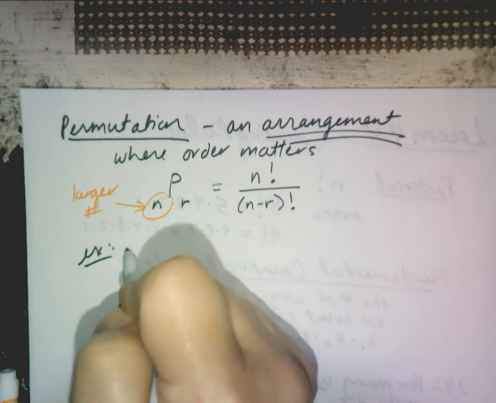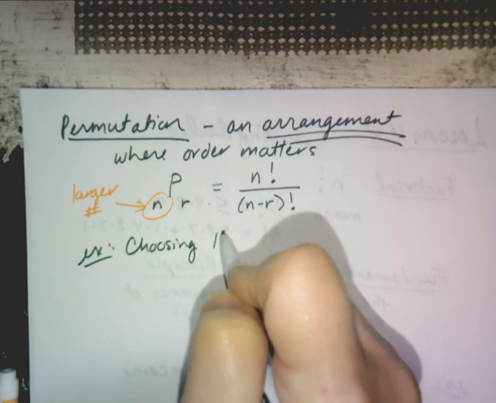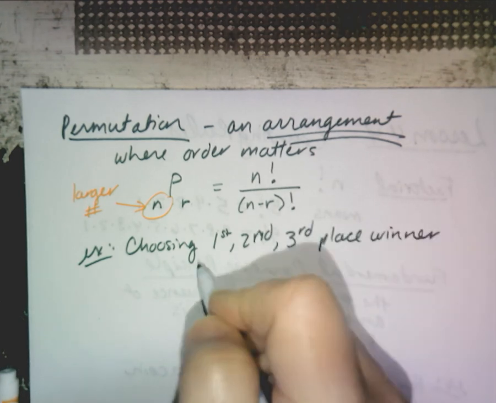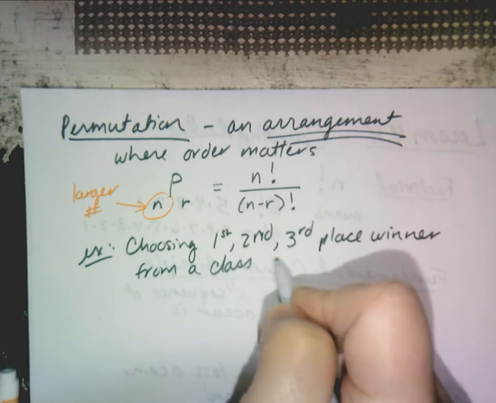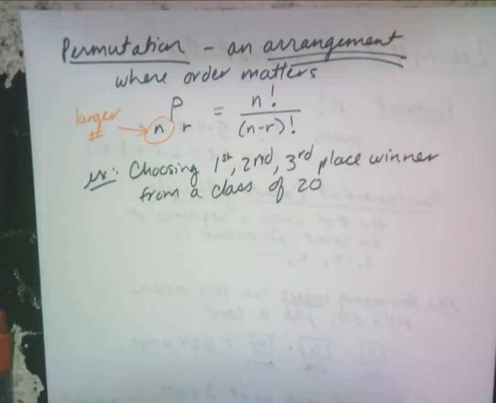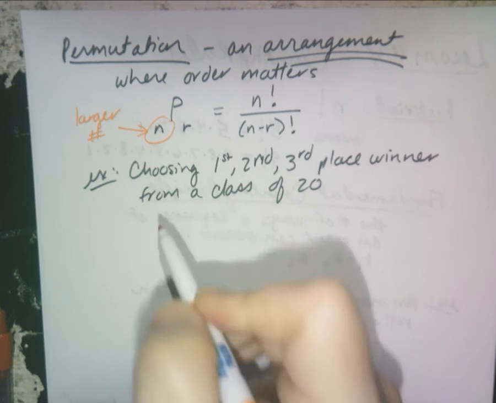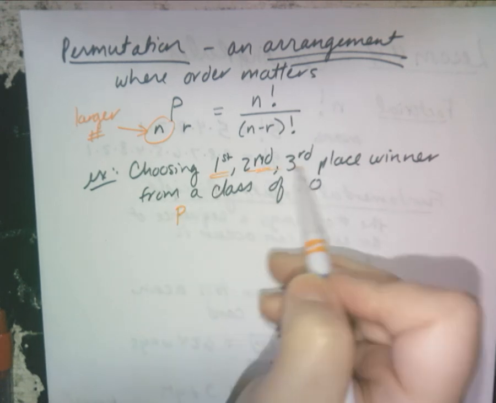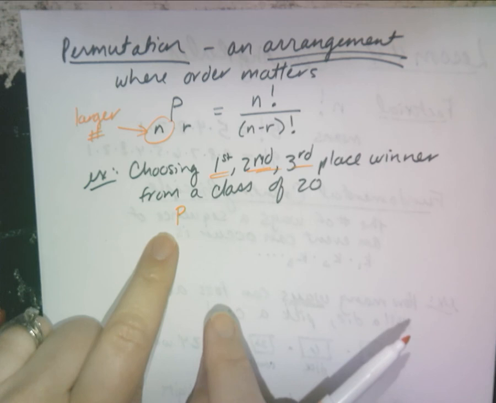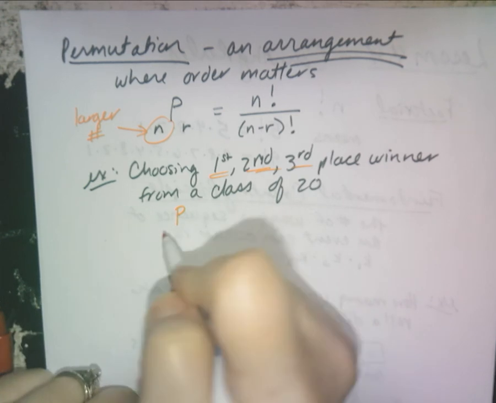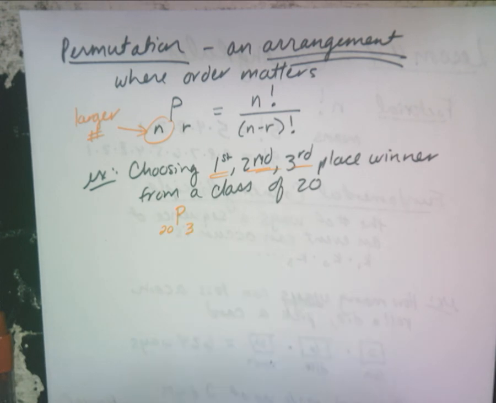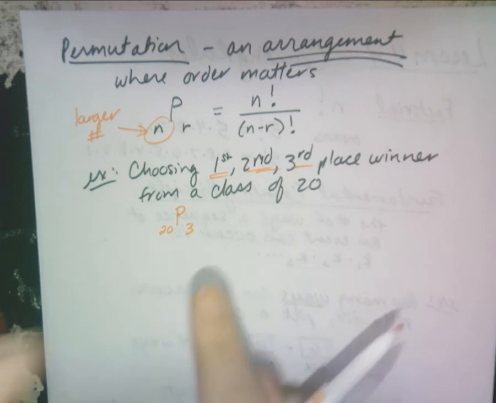So let me give you an example of this. Choosing a first, second, third place winner from a class of 20. This is a permutation because we have first, second, third. Anything with order mattering is a permutation. You would put what number in front of the 20? 20. What would you put here? 3, right? Out of the 20, you're choosing 3: a first, a second, and a third.